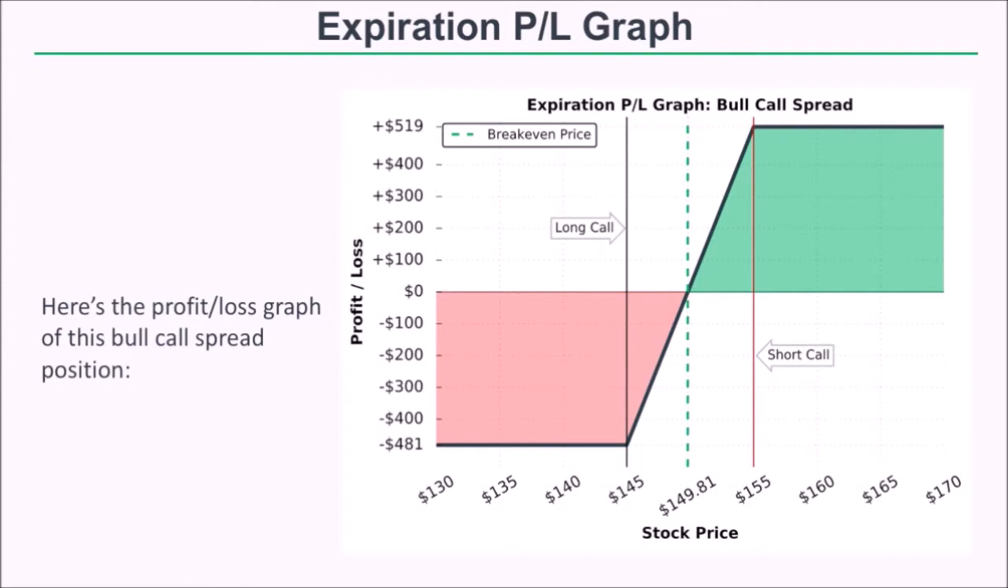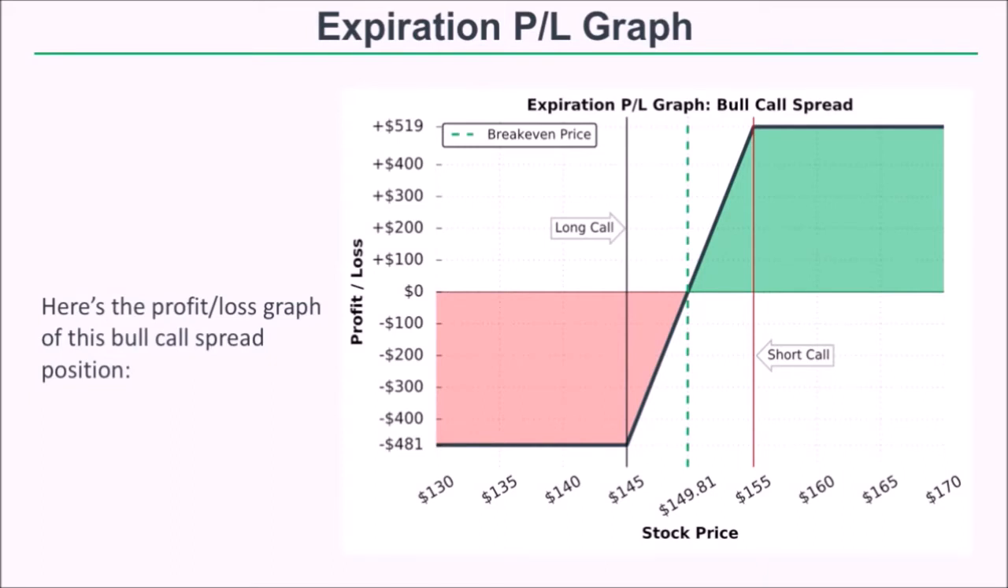Now in regards to profits, we can see that the maximum profit potential is $519. Now that comes from the $10 spread width. So the 155 short call minus the 145 long call is a spread width of $10. And since we paid $4.81 for this $10 wide spread, $10 minus $4.81 brings us to $5.19 of maximum profit potential. Now, that profit potential is realized at any price greater than 155 at expiration.